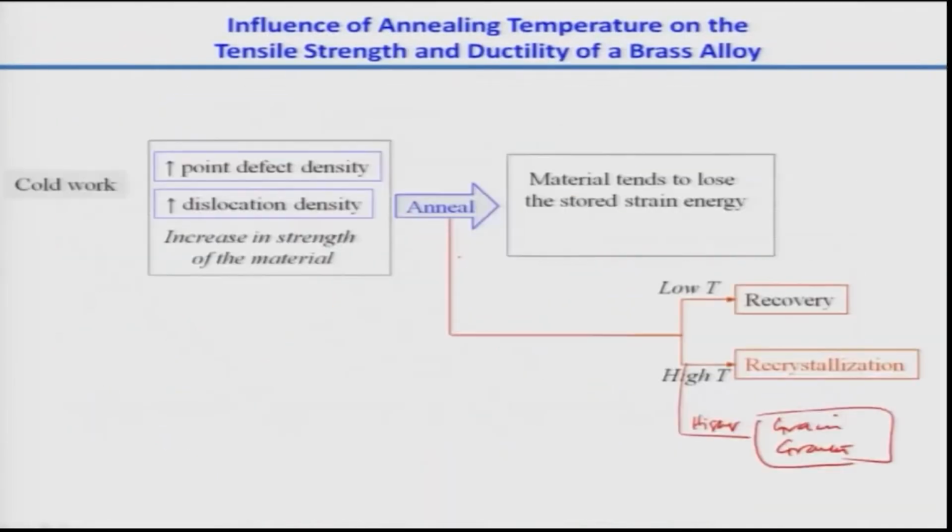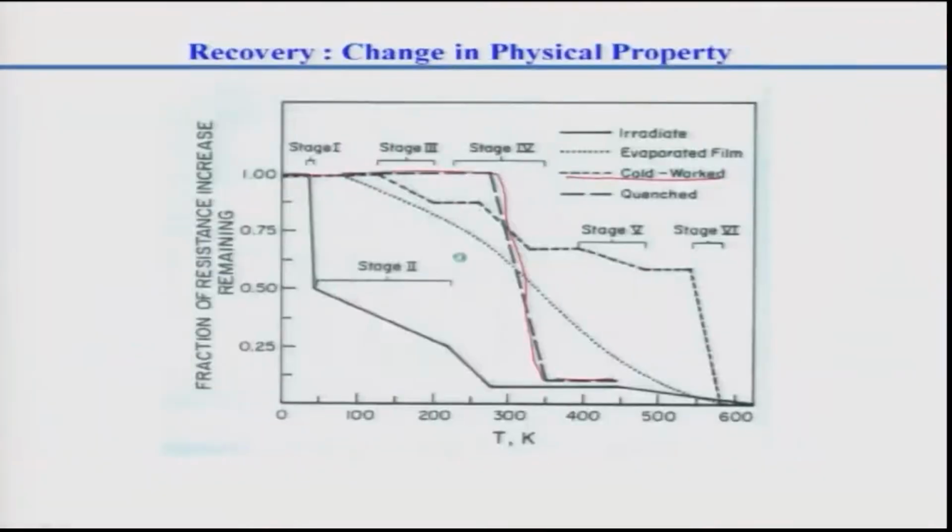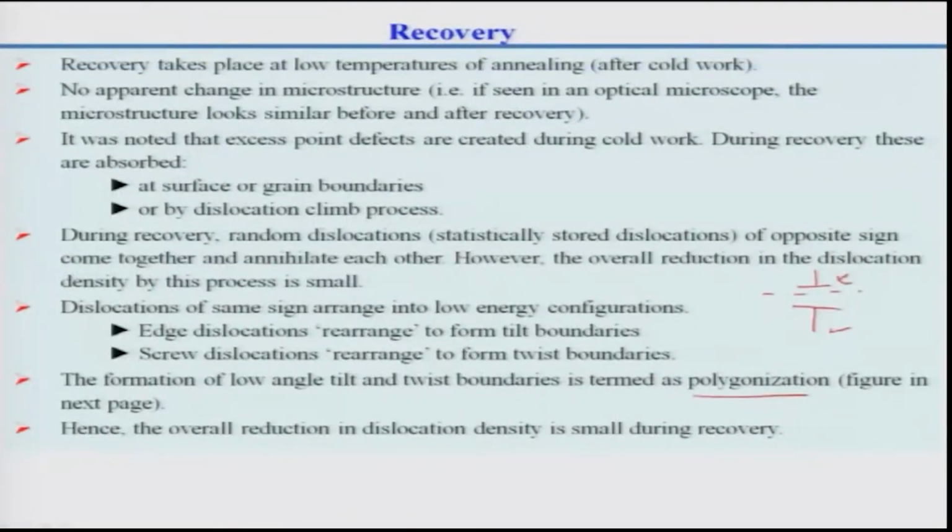What I discussed, I'll now simply go back to recovery. Recovery normally takes place at lower temperatures. After cold work we anneal, and it happens at lower temperatures, and it doesn't lead to any apparent change in the microstructure. That means the grain size, the phases, the distribution of the grain sizes, they don't change. Apparently there is no change.